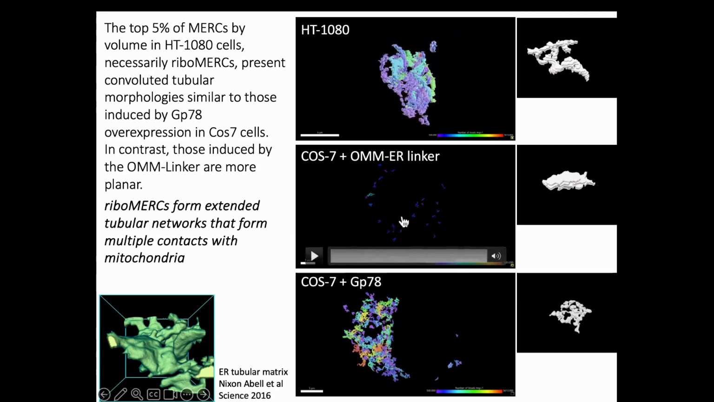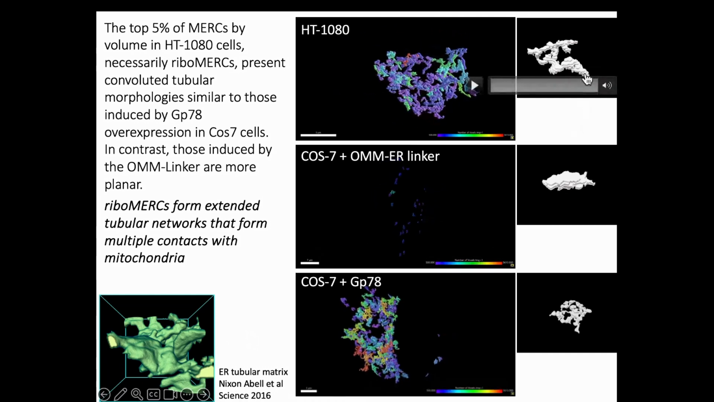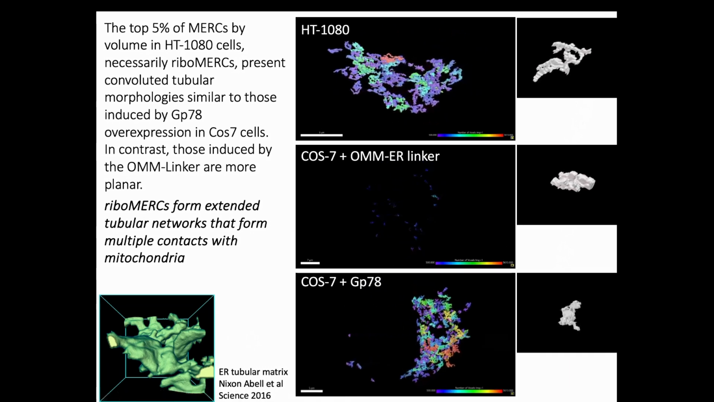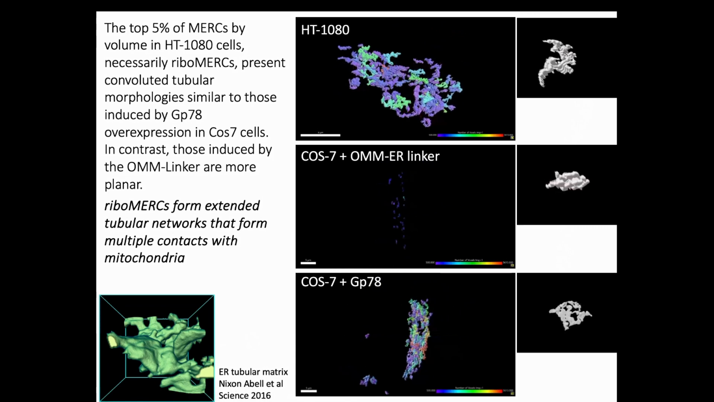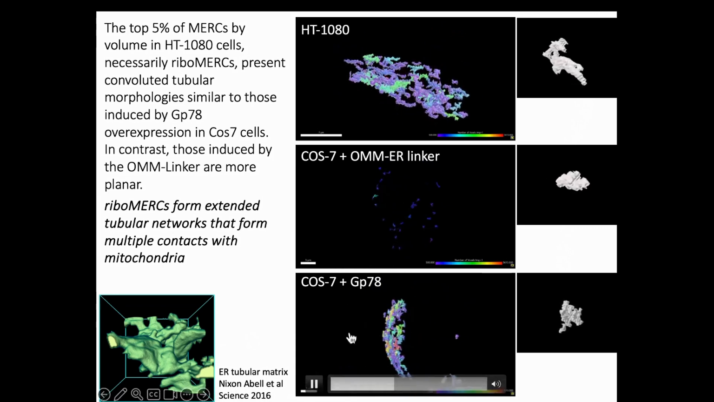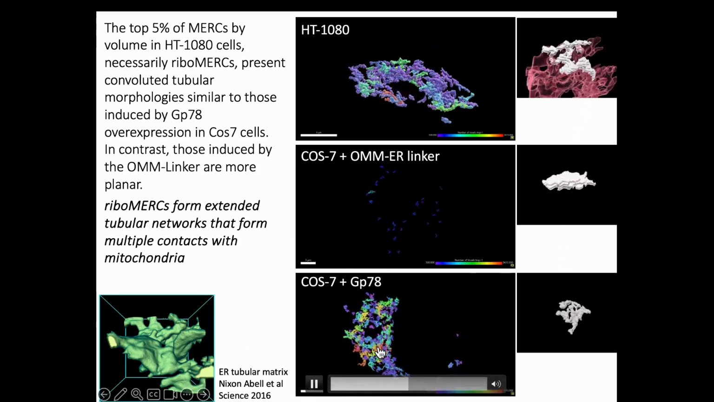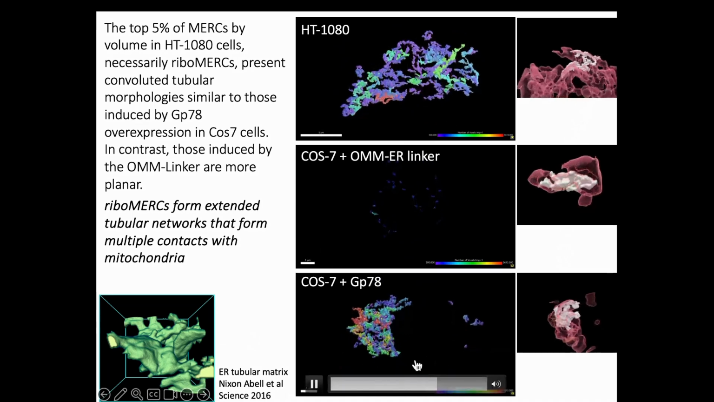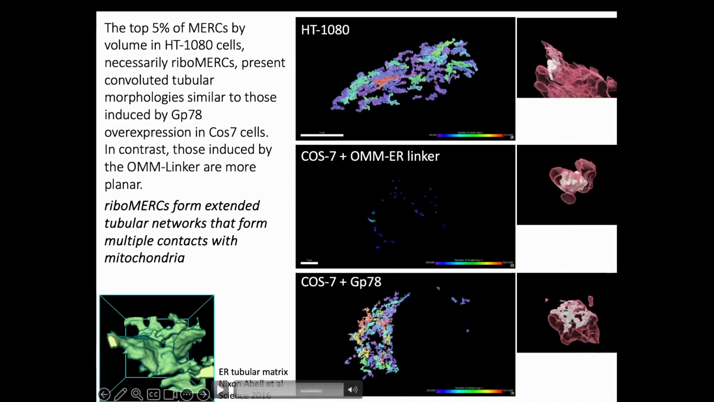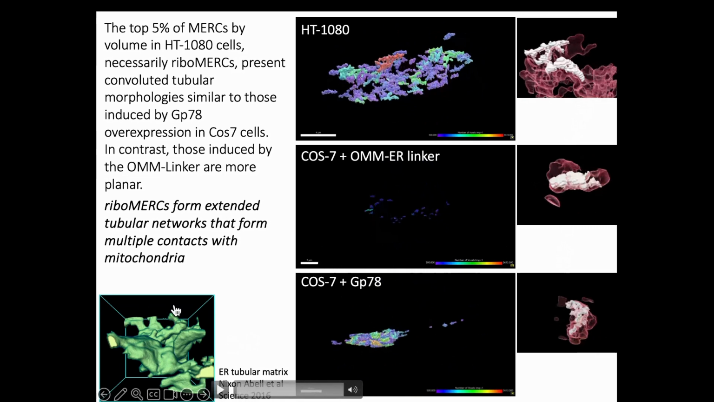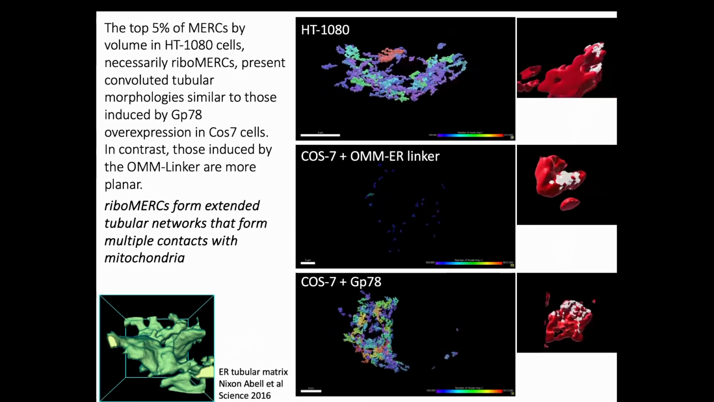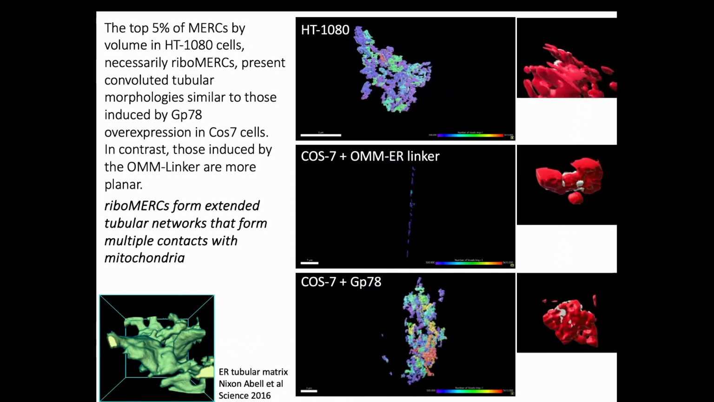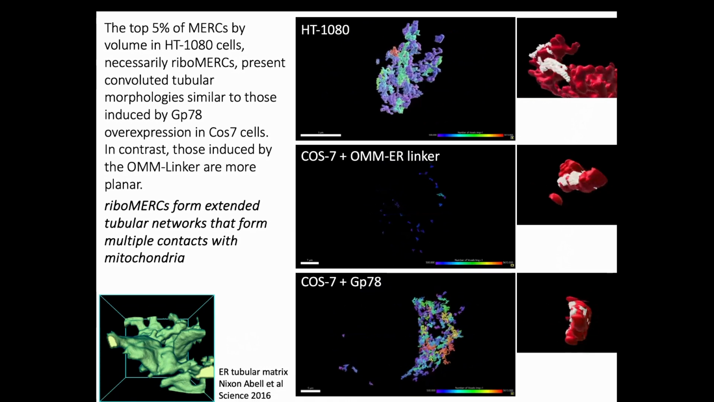And you can see here, let's get the movies going. You can see here that in HT1080 cells, you see these really elongated tubular shapes. These are recapitulated upon overexpression of GP78 in COS7 cells. And you can see here these very nice elongated tubular shapes that really correspond to the tubular matrix that was previously shown to be these tubular interacting tubules from the Lippincott-Schwartz lab by FIB-SEM.